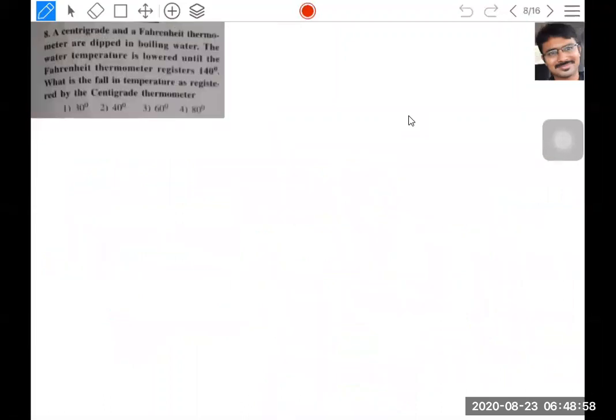So, next one. Here is also one interesting question. They have given two scales, one is centigrade, other is Fahrenheit. The question is: a centigrade and a Fahrenheit thermometer are dipped in boiling water. The water temperature is lowered until the Fahrenheit thermometer registers 140.